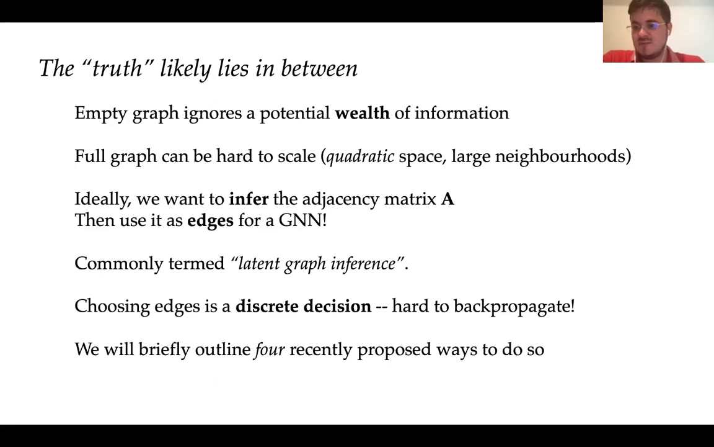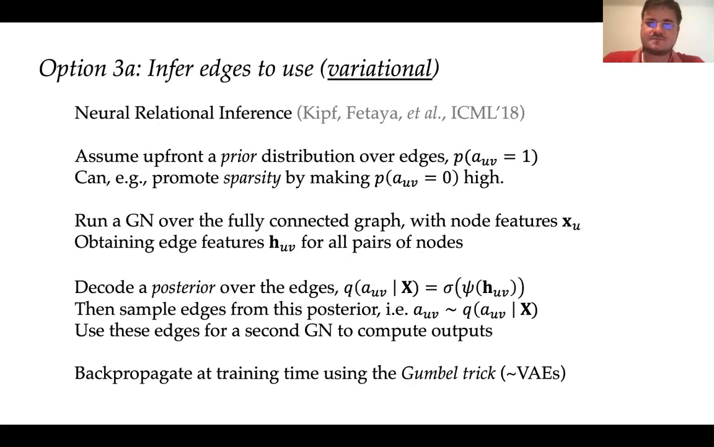And the problem with that is that the moment you have to make a hard decision inside a neural network, backpropagation becomes much more weird to do, because these kinds of operations are typically not differentiable. And what I will do for the following 5 to 10 minutes is outline some recently proposed ways of choosing hard edges, but also being able to backpropagate through those decisions.